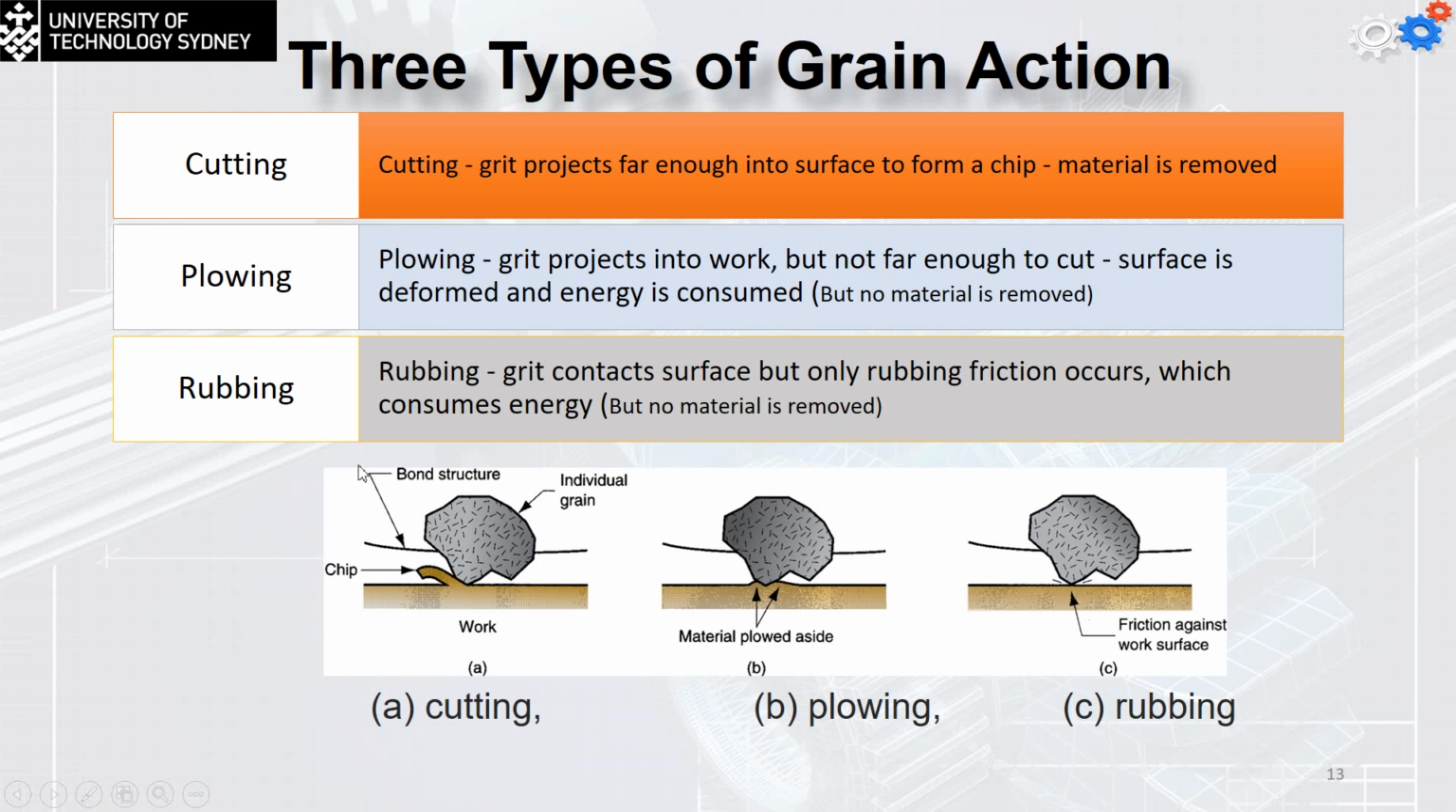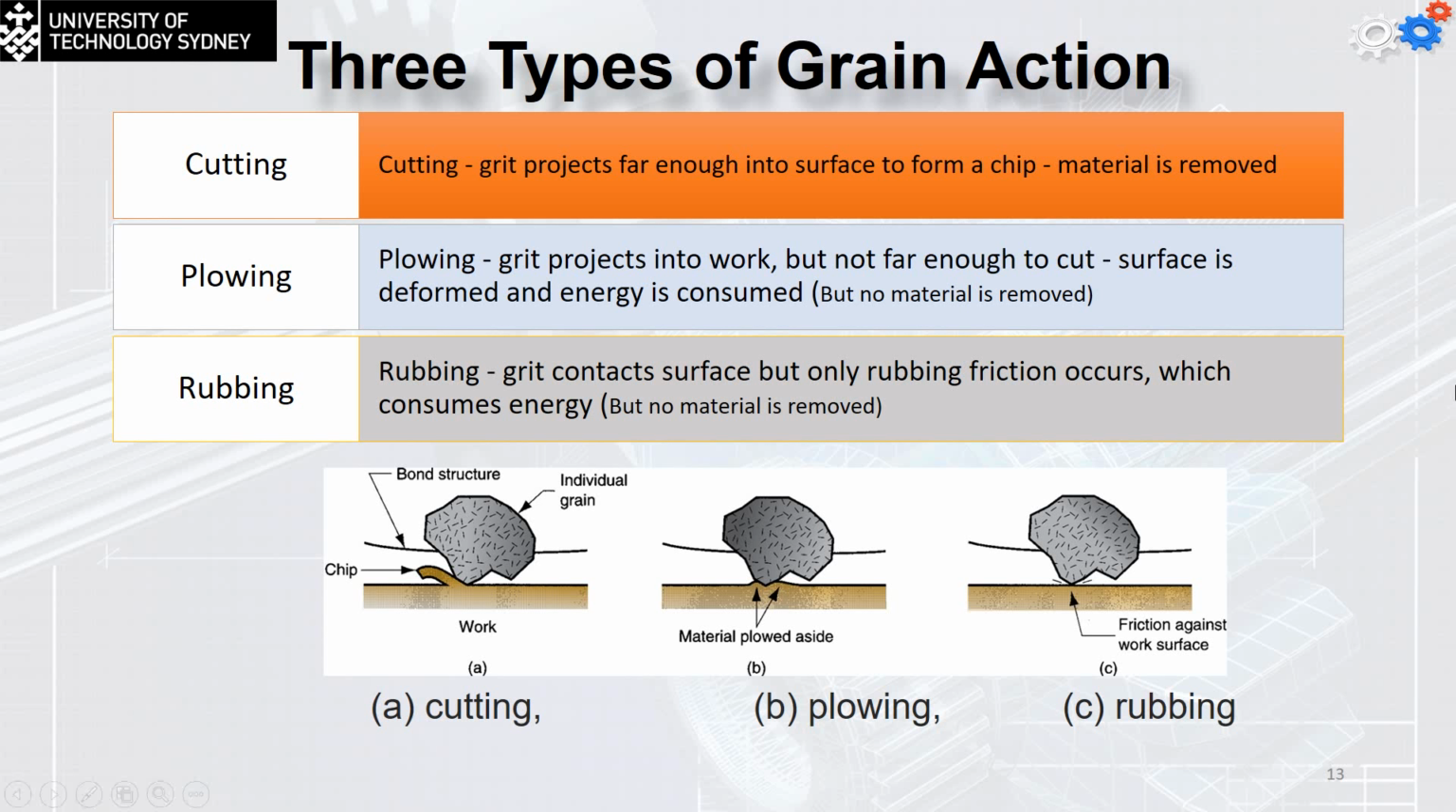We have three types of grain action. So what are the grains actually doing? They're doing the cutting, as you can see here, just removing the chip. It's a very small chip, so it looks like a powder. Do the plowing process, and we do the rubbing process. That depends on the depth of the cut you are going to insert the wheel inside the material.